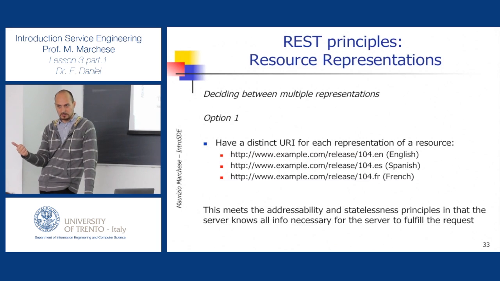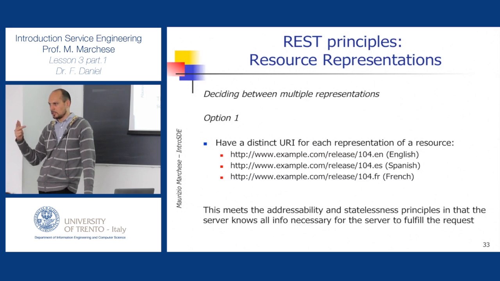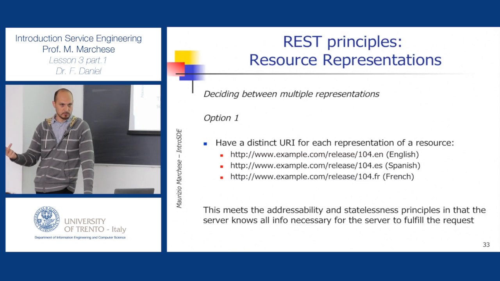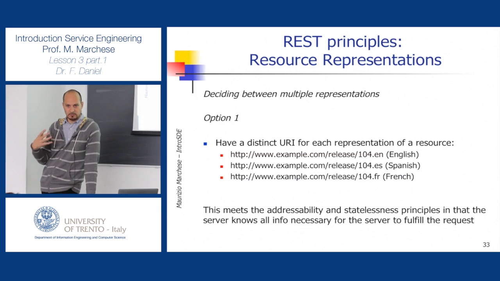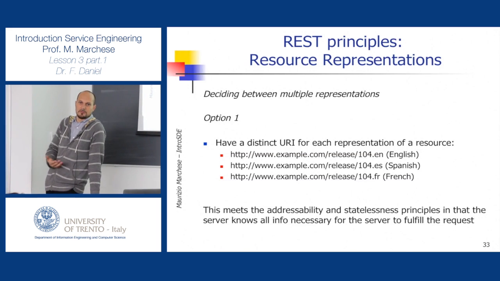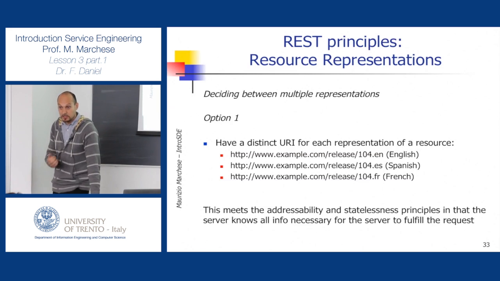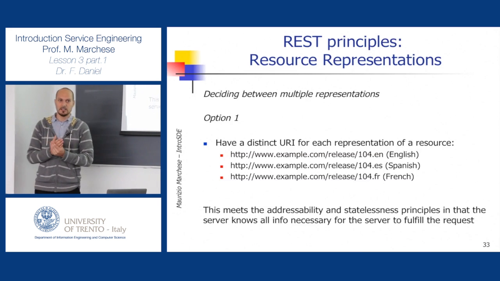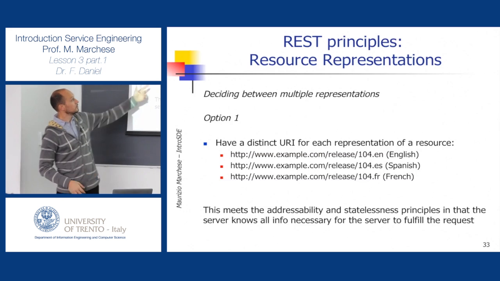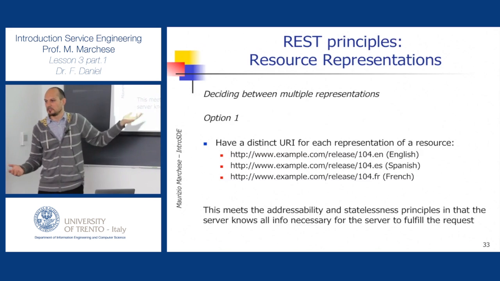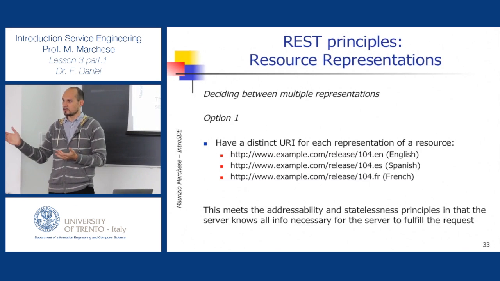It gives you a JSON representation, it gives you an XML representation, it gives you, I don't know, a plain text representation. You as a client need to decide which one of these representations you want to have. You don't want to get them all. So you need to choose, and there are two key ways of doing this.